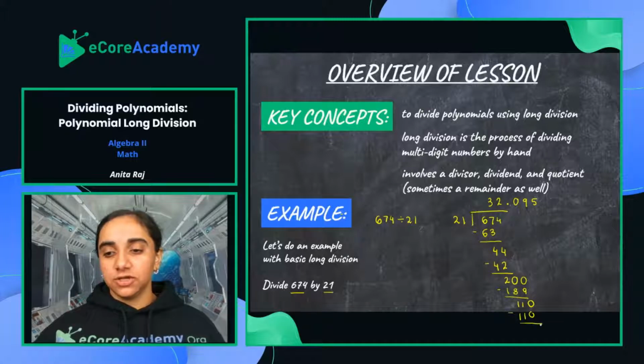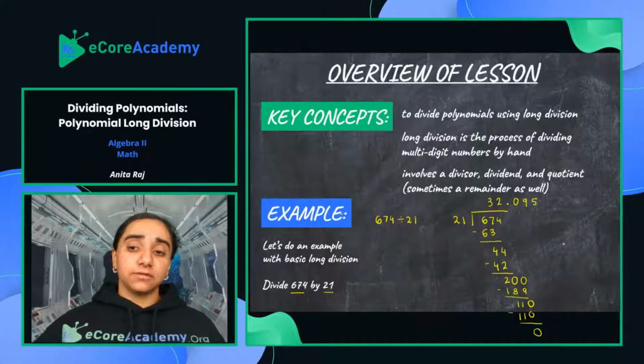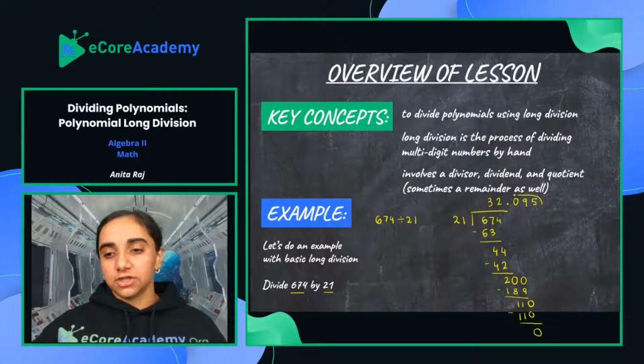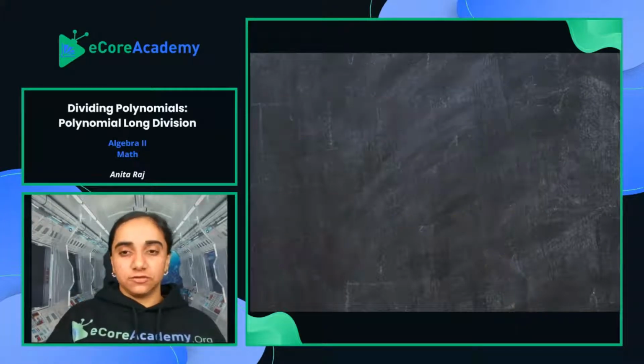If you subtract those, you get a remainder of 0. And when you get a remainder of 0, you're all done. So your final answer is going to be 32.095. And that was just a quick review of long division for you.